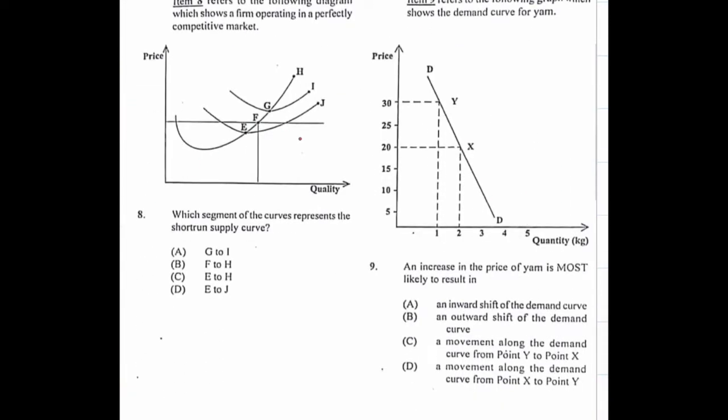Which segment of the curve represents a short run supply curve? That is E to H.